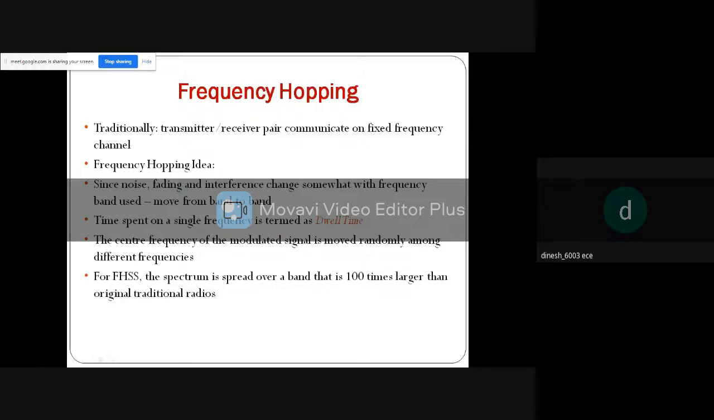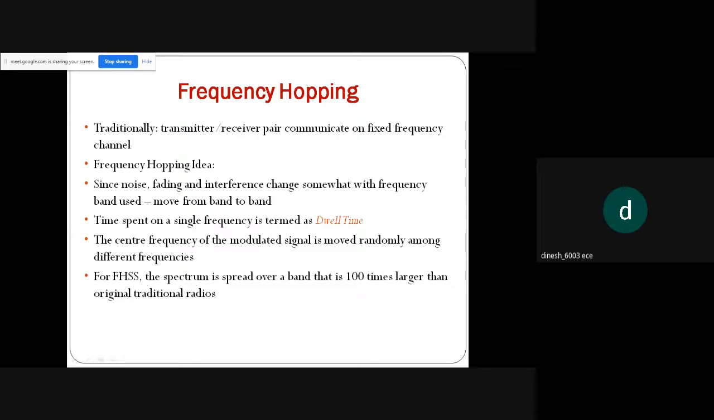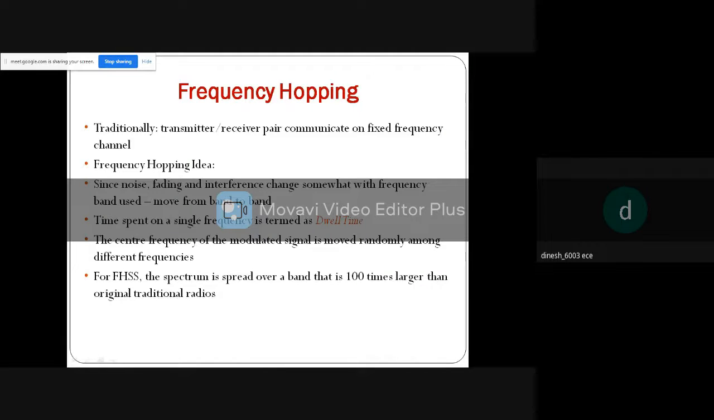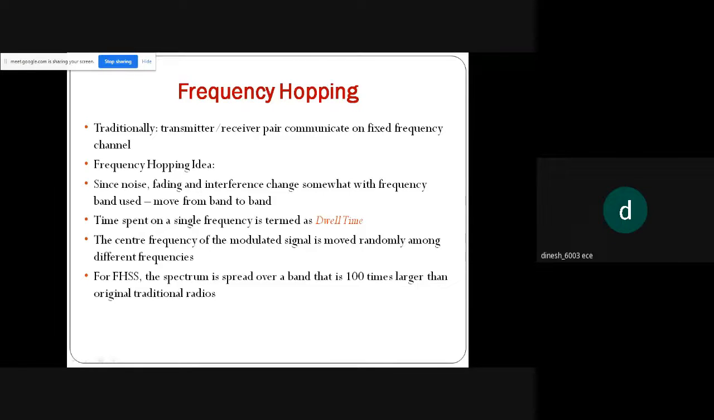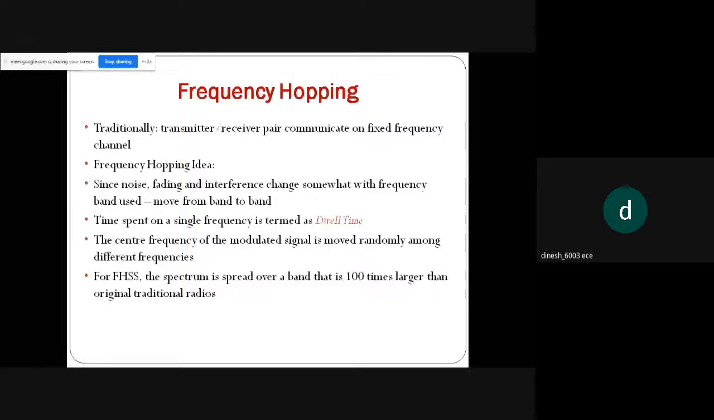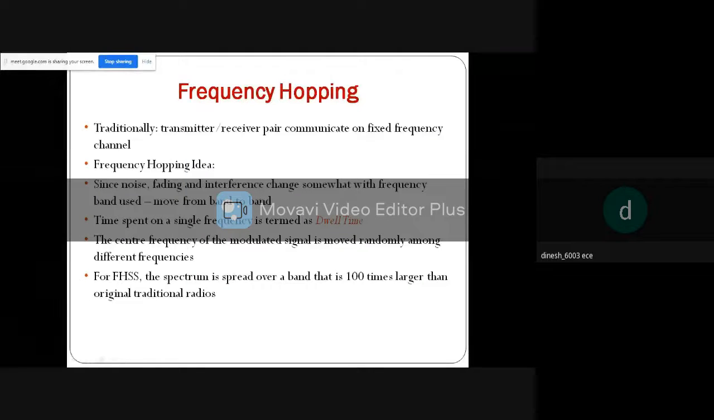So this is your frequency hopping. The main idea of frequency hopping is that a transmitter and receiver pair will communicate on a fixed frequency channel. Since noise, fading and interference change somewhat with the frequency band used, the signal moves from band to band. The time which is spent on a single frequency is called the dwell time. Keep in remembrance, this is an important highlight of frequency hopping. The dwell time is a major parameter which determines the frequency hopping. The center frequency of the modulated signal is moved randomly among different frequencies.